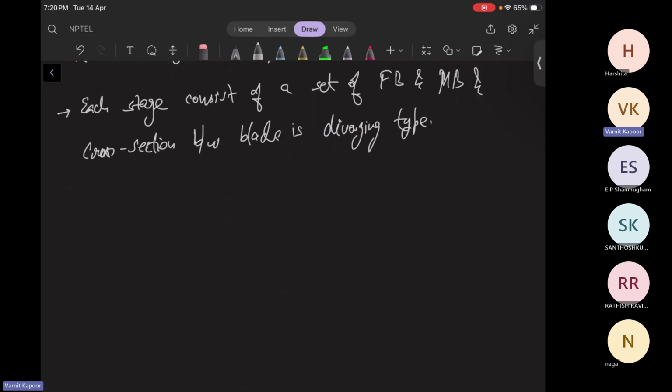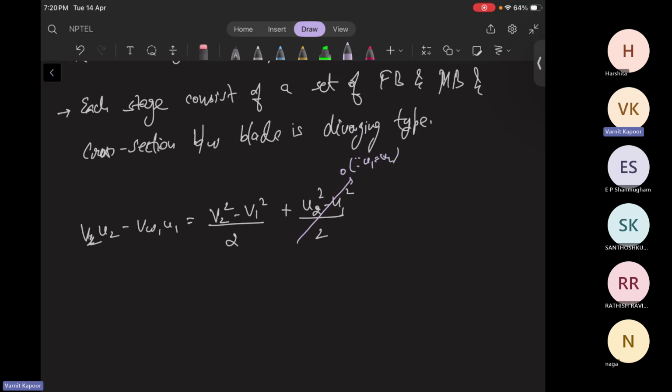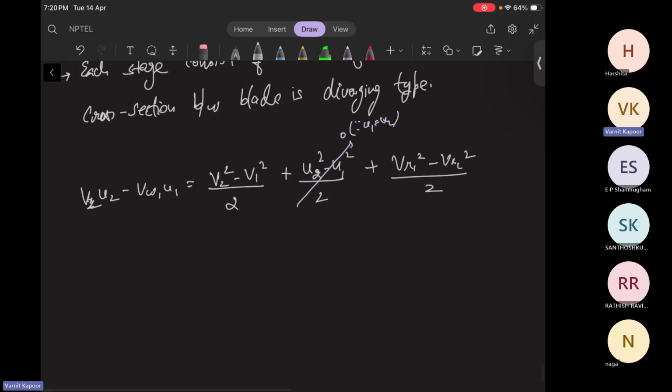Let me write the Euler work. It was nothing but Vw2 U2 minus Vw1 U1, which is nothing but (V2 square minus V1 square) by 2, that is your impeller effect, plus (U2 square minus U1 square) by 2. This term is 0, because U1 is equal to U2, plus (Vr1 square minus Vr2 square) by 2. That is your diffuser effect. So it is only the sum of impeller plus diffuser effect.